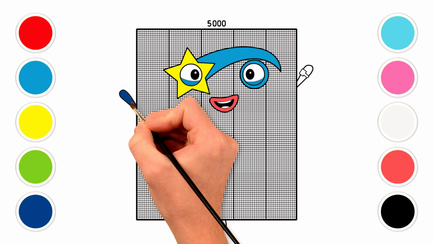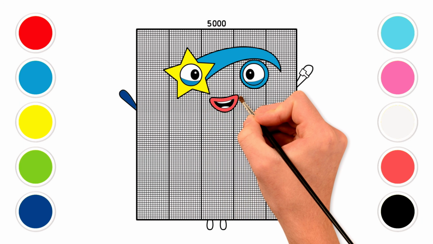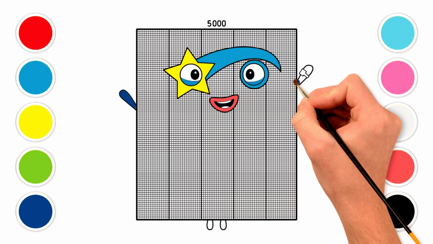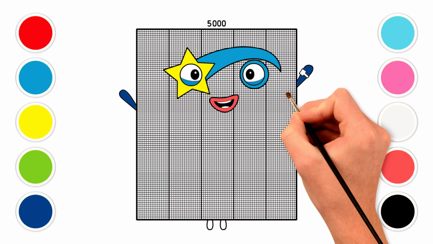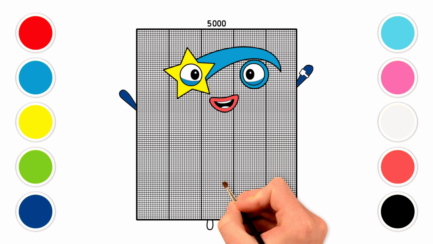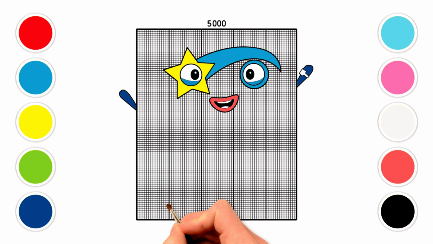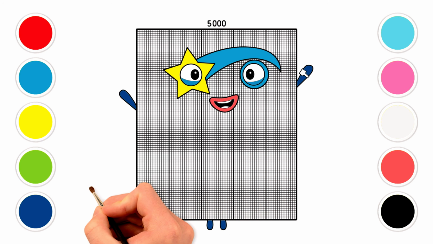N-A-V-Y-B-L-U-E. Navy blue. Color the hands dark navy blue. And the legs dark navy blue too. Strong dark blue hands and legs. And stack another, build the number block within. Every line we draw is magic, every stroke is clean and slow.